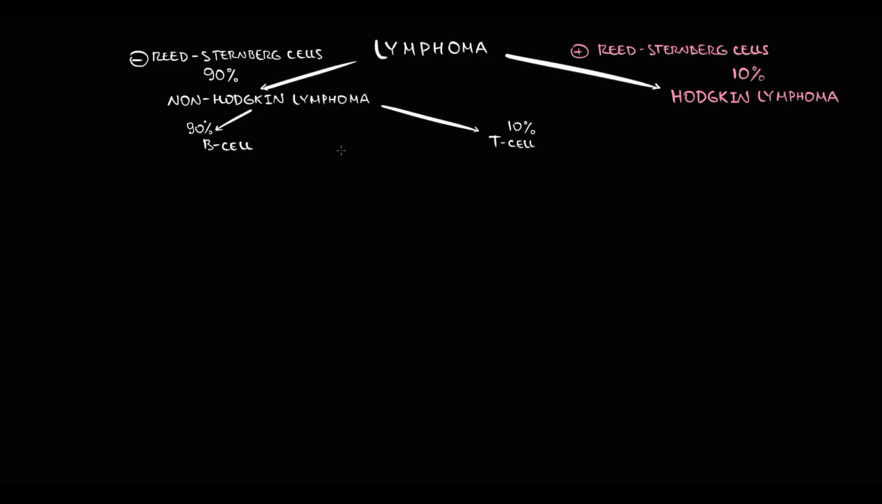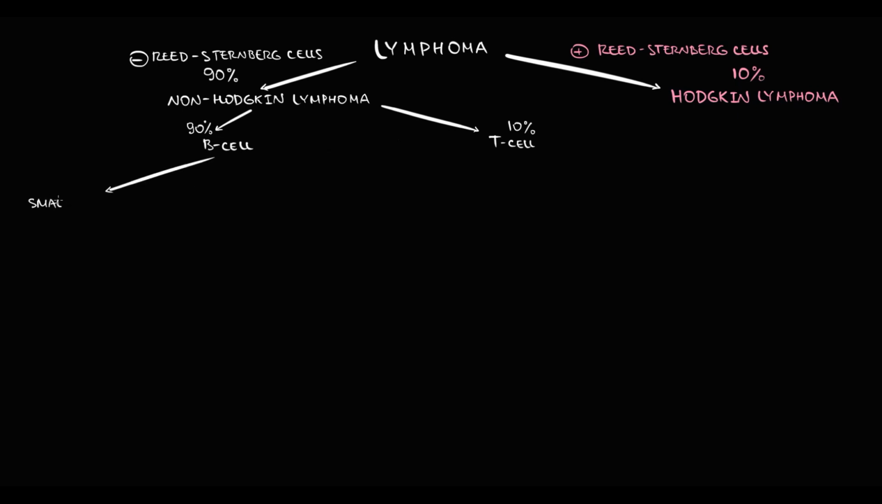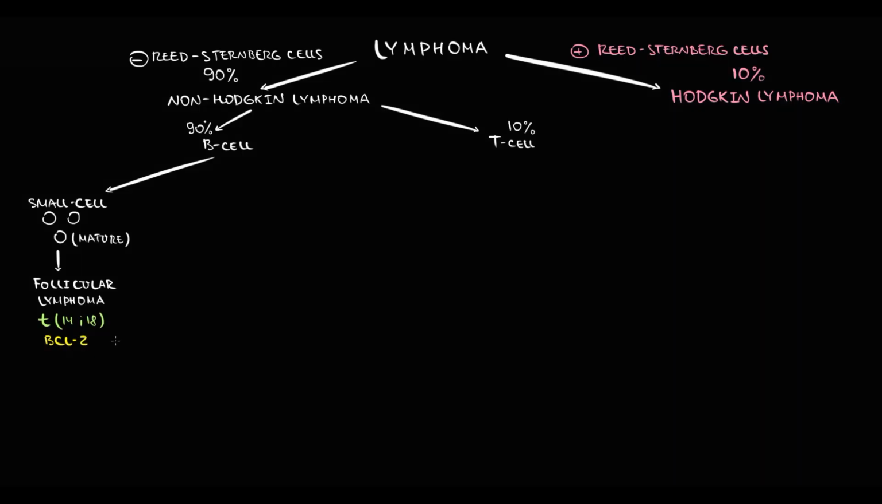Within the B-cell lymphomas, the key branching point is cell maturity and size. Based on this, we can divide them into small cell, intermediate cell, and large cell lymphomas. Let's begin with the small cell lymphomas. Small cell means it's a mature lymphocyte, and lymphoma from mature lymphocytes is called follicular lymphoma.